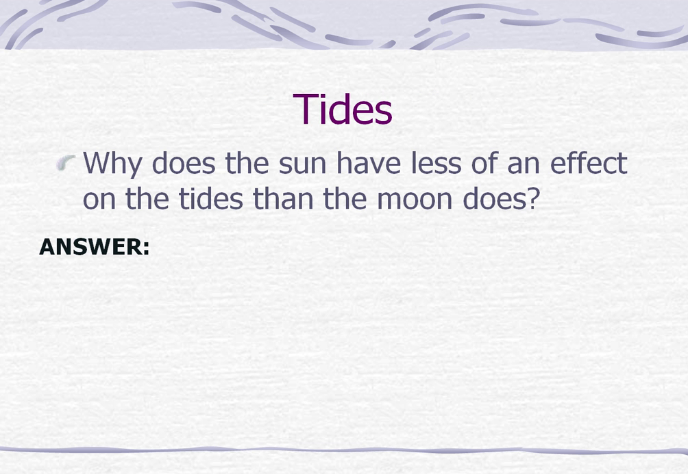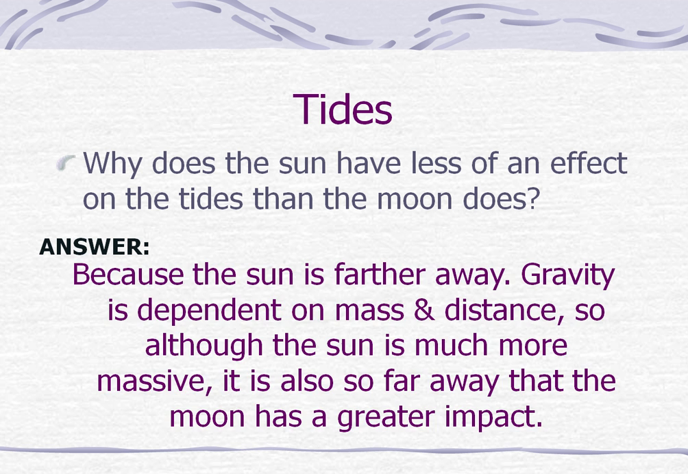Now, why would the sun have less of an effect on the tides than the moon does? The sun is much more massive, but the sun is further away. Gravity is dependent on both mass and distance. So although the sun is much more massive, the distance has a greater effect on the pull of gravity. Therefore, the moon has a greater impact locally.